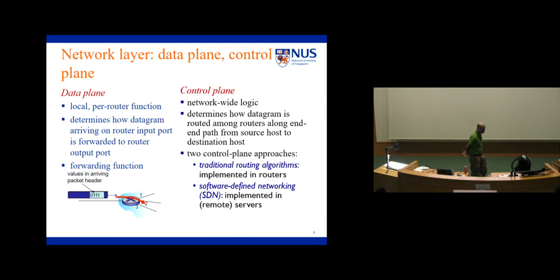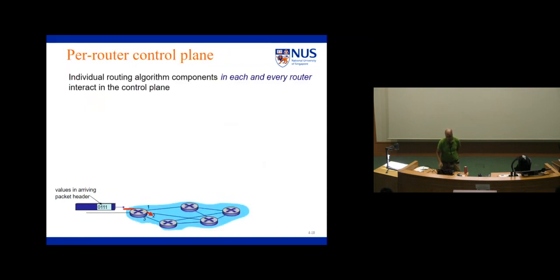Now, even within the control plane, the way we would implement this control plane, or this way of calculating the best path, there are 2 approaches. There is the traditional approach, and then there is the newer approach, which is becoming popular and sort of becoming the standard, what is called software-defined networking, or SDN. So let's talk about these in a bit.